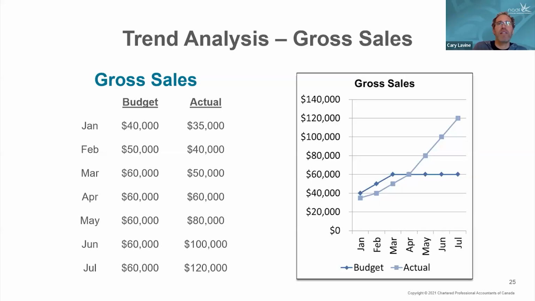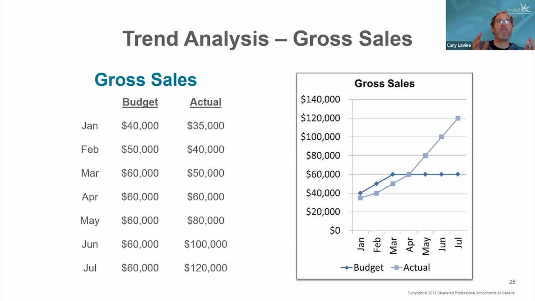Another thing in the business you may look at, as we talked about a little bit, is trends and looking at specific numbers. In this case, we're looking at the trend analysis of gross sales. The budget called for sales to be relatively flat. That's the darker line in this graph. But the actuals, in this case, this is a great story, right? The actual results are way higher. Starting in April or May, we jumped way ahead of what we thought was going to happen in our original budget.